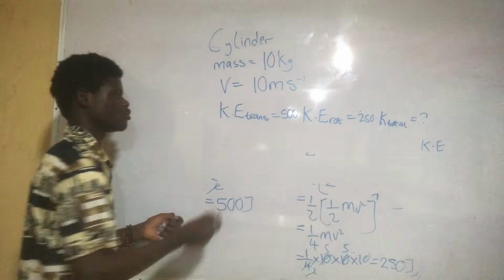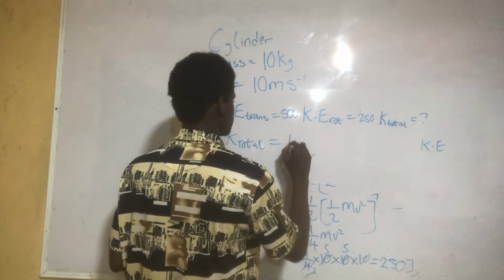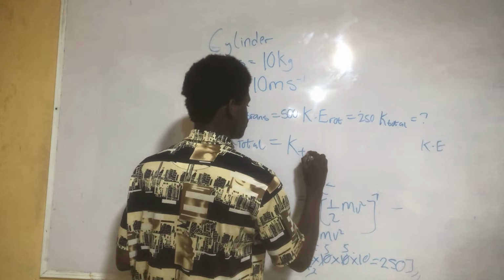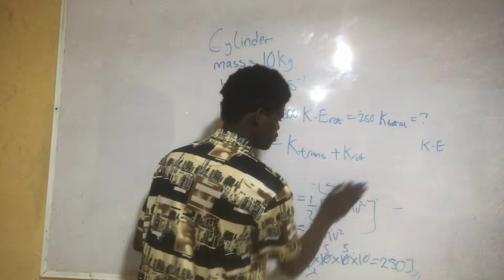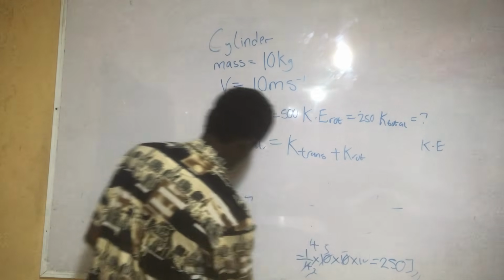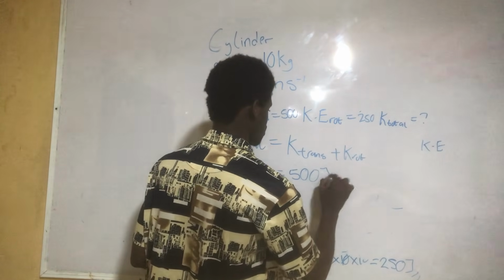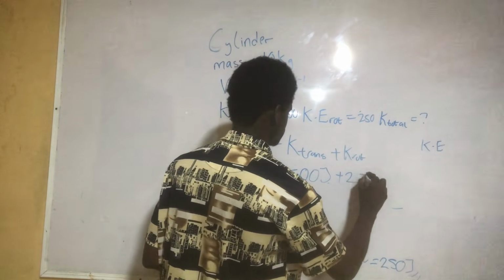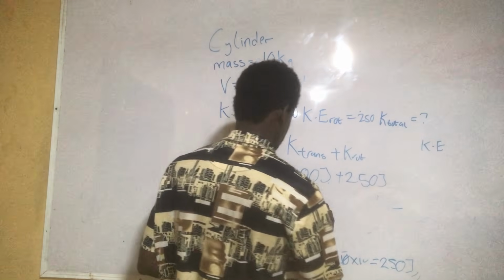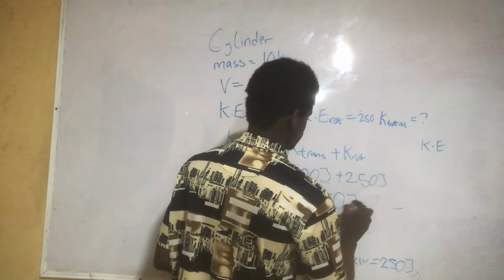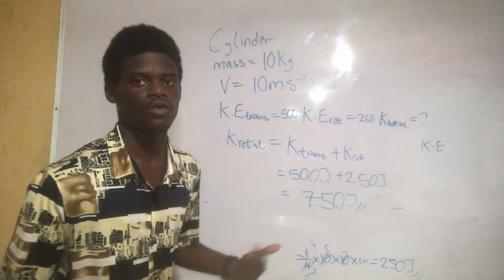If you've gotten the two, you just know that the K total is the translational kinetic energy plus the rotational kinetic energy. What we got for our translational kinetic energy is 500 joules, and rotational is 250 joules, right? So when you sum everything together, you just have 750 joules, and that's how you calculate your K total for that particular question.